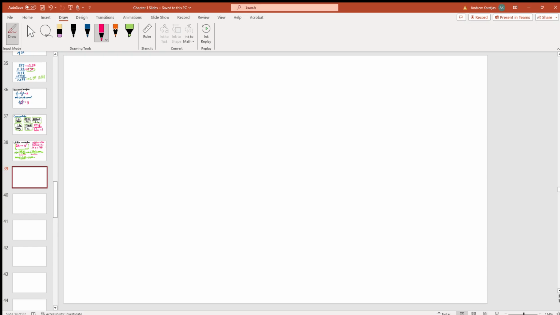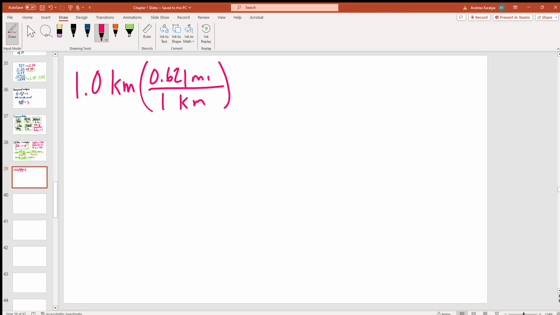So now, assuming that you've gone through this, 1 kilometer, 0.621 miles to 1 kilometer. Again, we're going to put kilometers on the bottom here because we want that unit to cancel. What I'm going to do here, though, instead of writing out our answer after each step, we're just going to put each of our conversion factors sequentially.